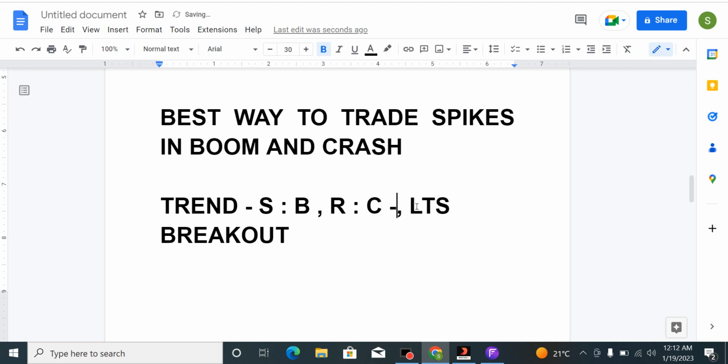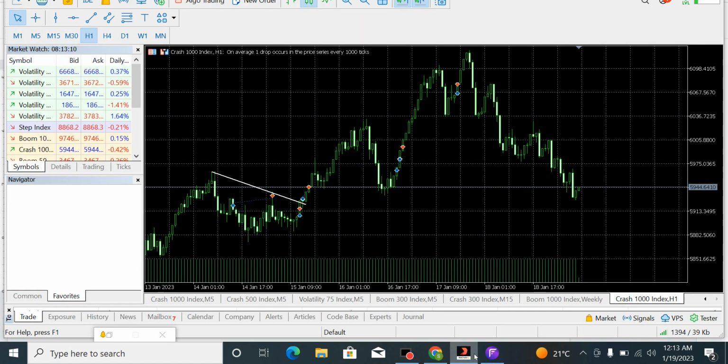Then your breakout is also very important. When you are having breakouts from a support zone or resistance zone, that can also give you the opportunity to make money from this spiky trade. So quickly, let's go straight into the chart and see how it works.